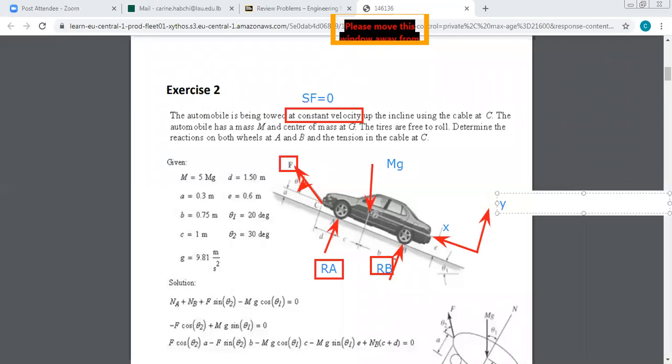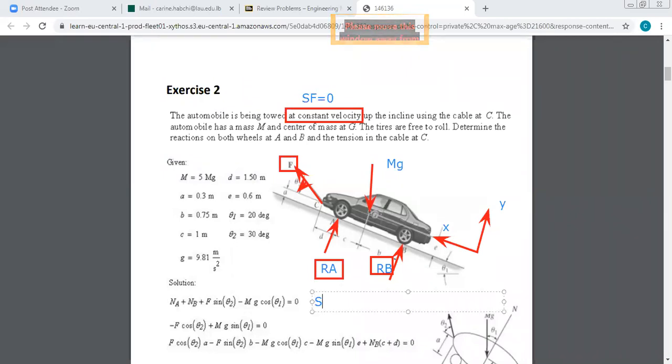Okay, now in this frame, if you want to write our equations, let's say we want to apply sum of X equals 0. To start with, what are my forces along X? Look at the figure. What are the forces having component along X?